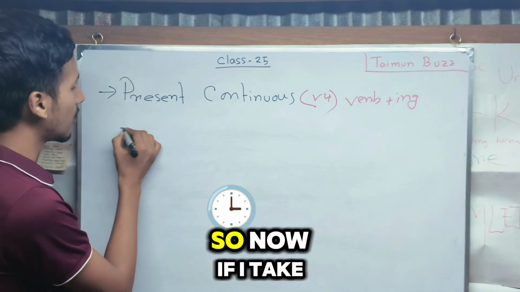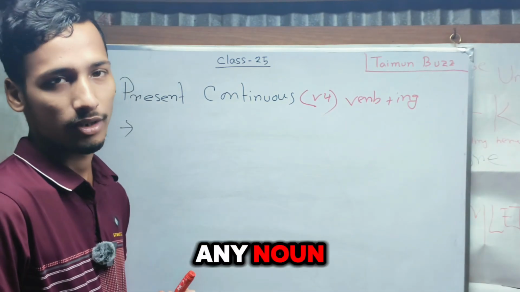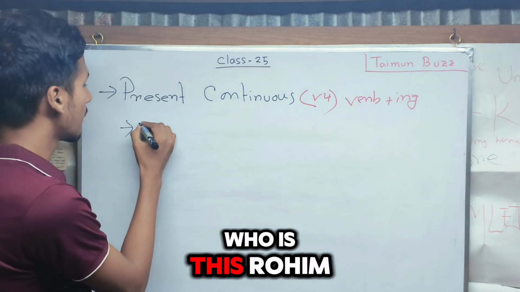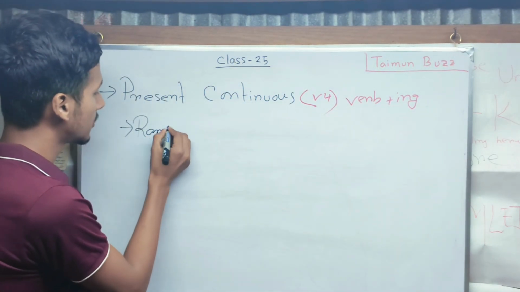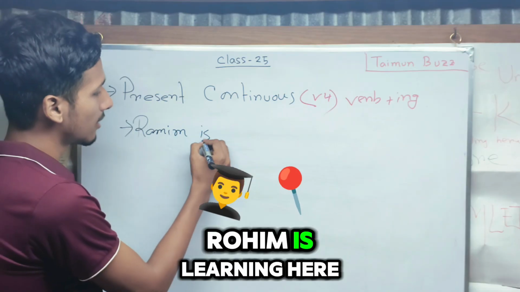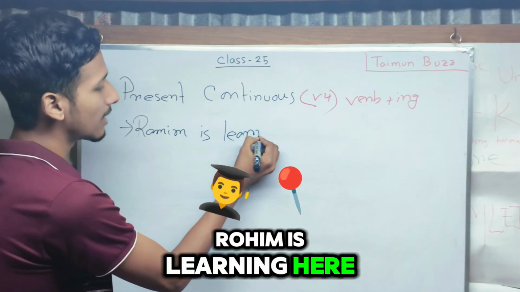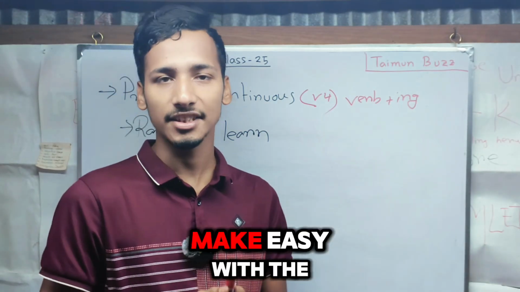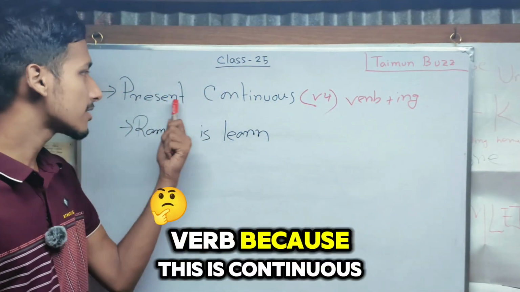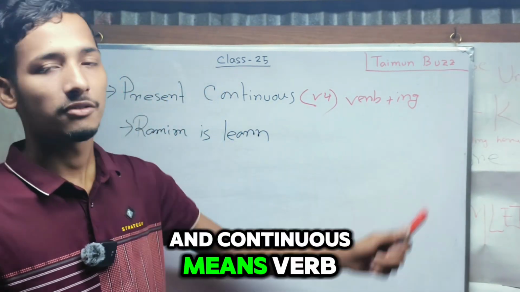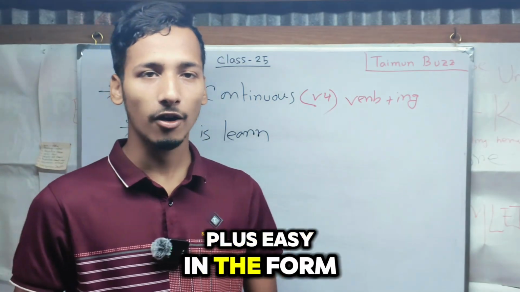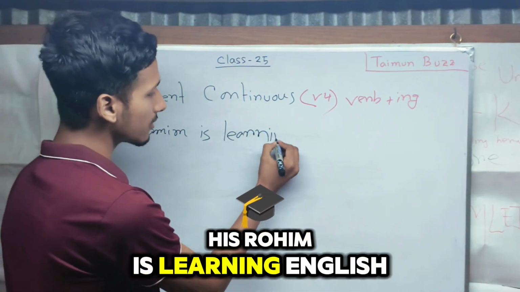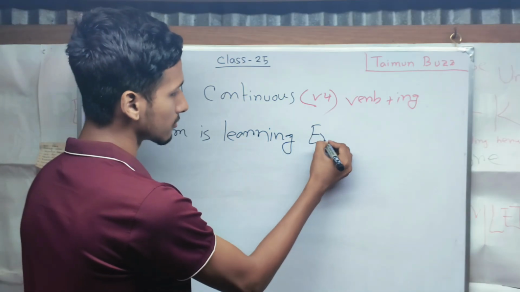Okay. So now if I take any noun, which is Rohim. Rohim is learning. Here learn is a verb, but I need to make ing with the verb because this is continuous, and continuous means verb plus ing. In the form of verb it always is verb plus ing. So Rohim is learning English.